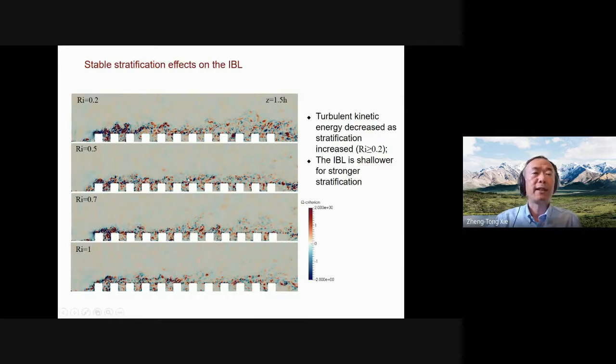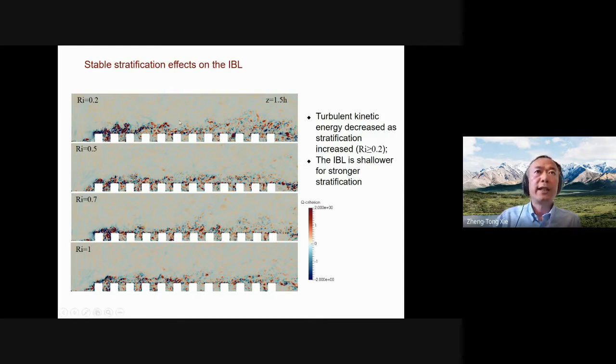Because the major point is that before, we thought we could forget weak stratification in urban areas, because the momentum force is big, the Richardson number is small, and so the stratification is small. But here we can find they are different, and this is a different story.